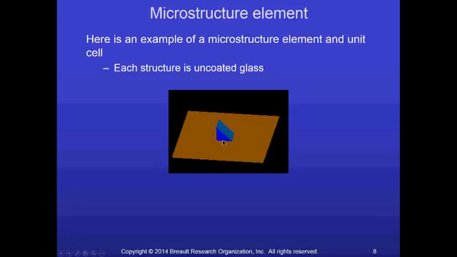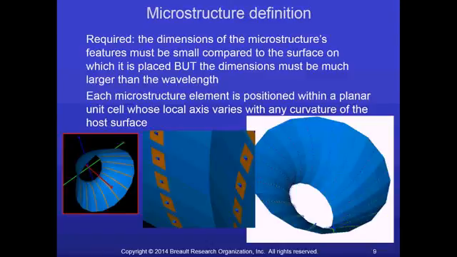But as I mentioned, you could put different AR coatings on different surfaces. You could apply surface scatter or texture to different faces. Any type of optical properties can be applied to any of these component faces. And then put it together. For example, again, the dimensions of the microstructure need to be small compared to the surface on which it's placed, but you're still using ray tracing. So remember, the dimensions must be large relative to the wavelength.